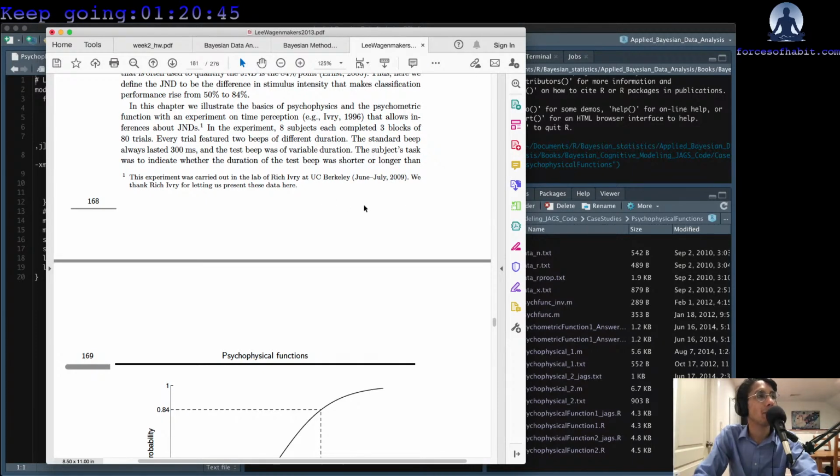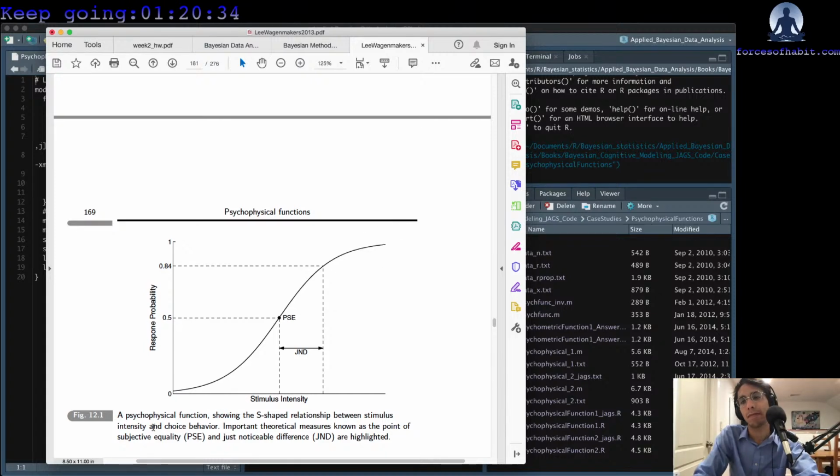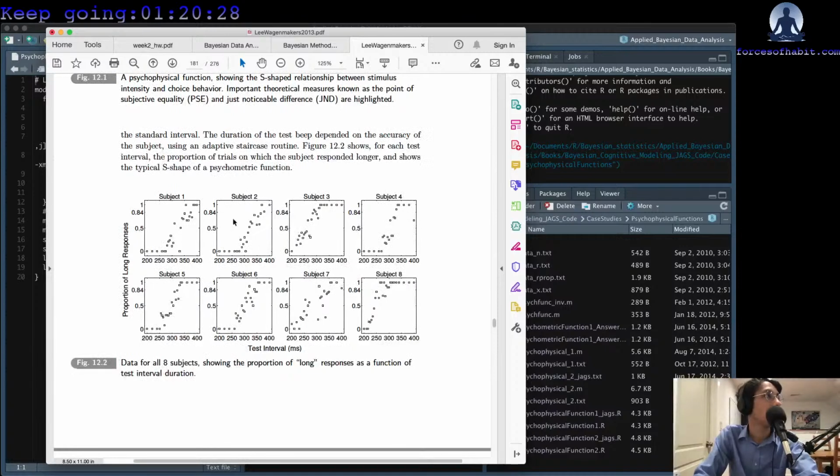So we're asking if subjects are able to differentiate between the 2 stimuli, and we're going to be able to then estimate these curves for how accurate a subject is at capturing differences between the 2 stimuli at various stimulus intensities. Great.